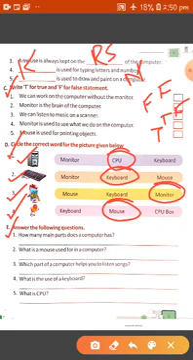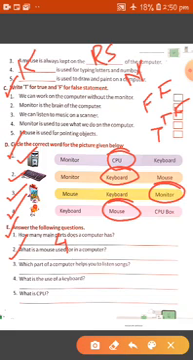Now, answer the following questions. How many main parts does a computer have? A computer has 4 parts: monitor, mouse, keyboard and CPU. What is the mouse used for in a computer? Mouse points to objects on the computer.